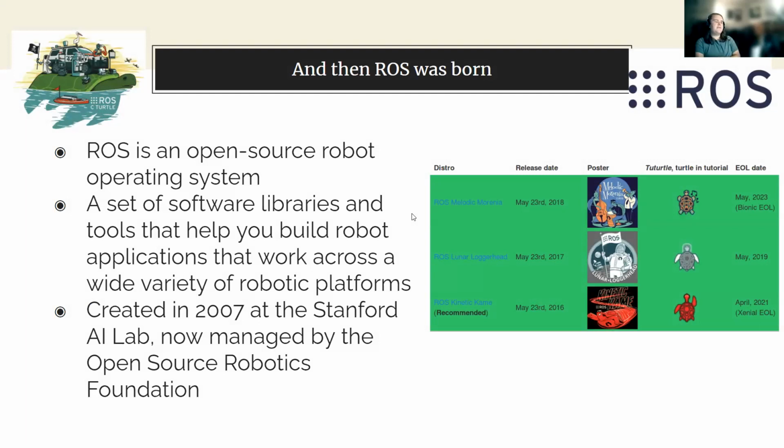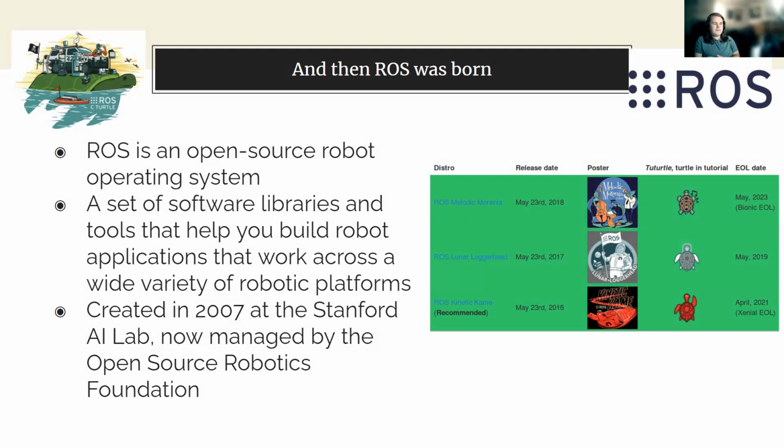ROS stands for Robot Operating System. It's an open source set of software libraries and tools that help you build software applications that work across every robotics platform that exists, right? Now, this doesn't mean you make one piece of software and it runs on one specific robot. It means you make one piece of software and it runs ideally on every robot, or at least every robot that it was designed for.